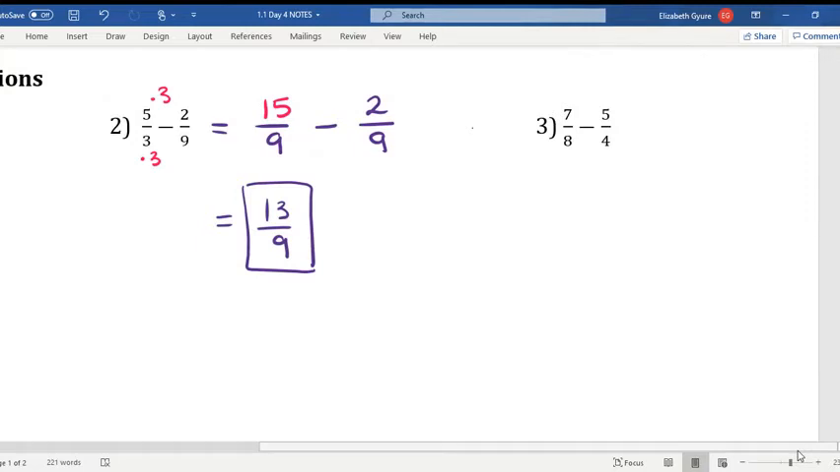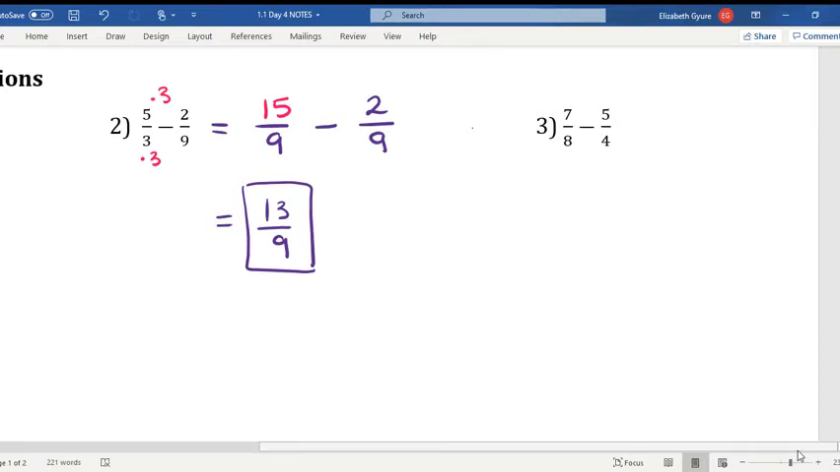Number 3, we got 7/8 minus 5/4. What would be a good common denominator for 8 and 4? Asia. We'll take a look at it. But 8 is a good idea because just 4, can you turn a 4 into an 8? Yeah. Jaden, what were you going to say?